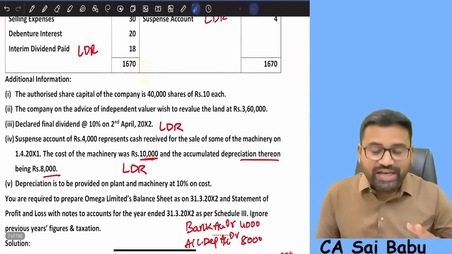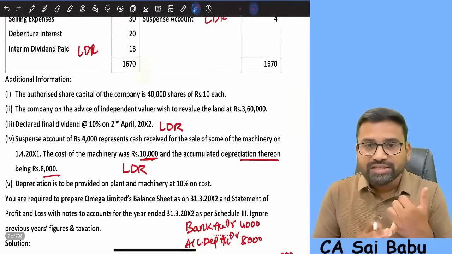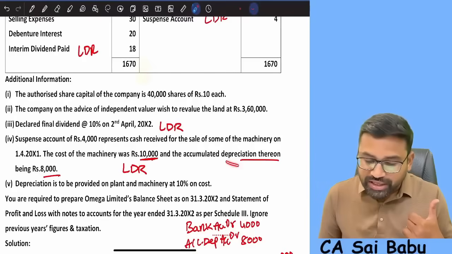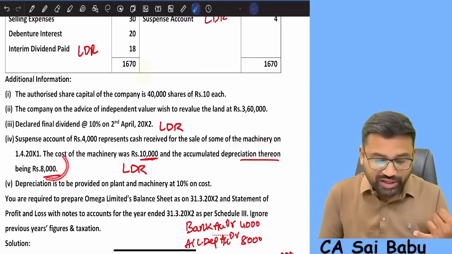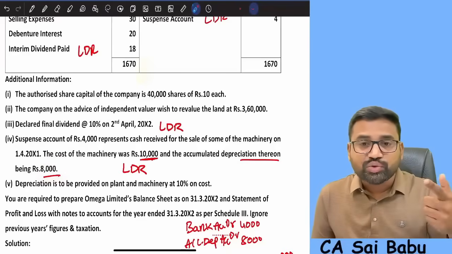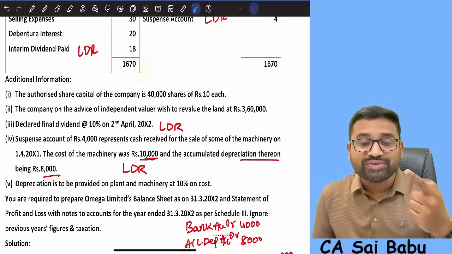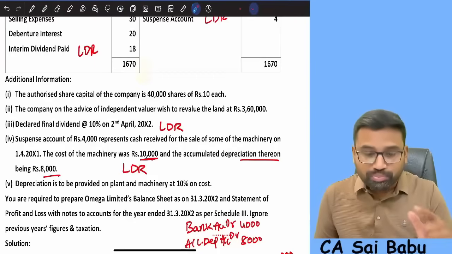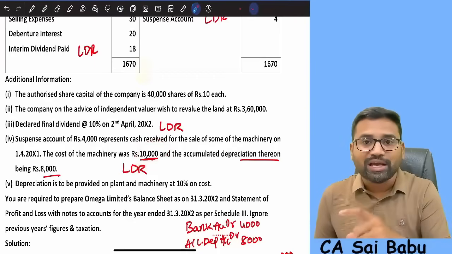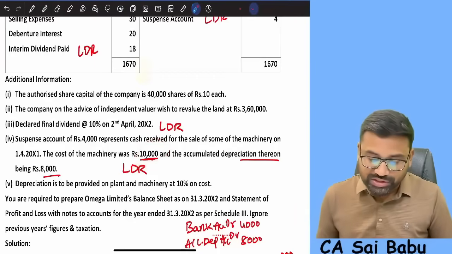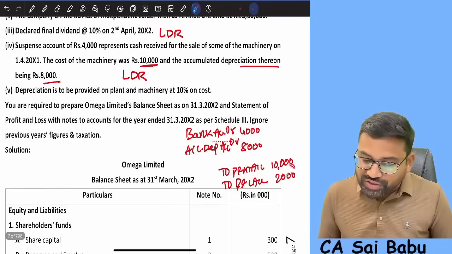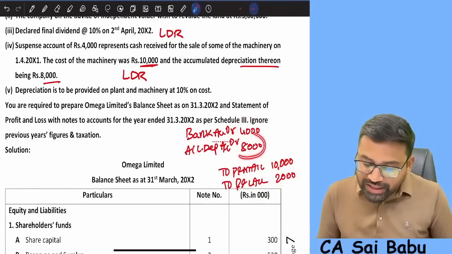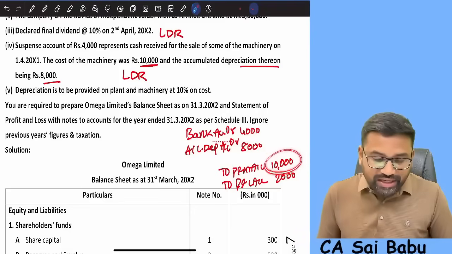Now, in this case, what is the entry the company will write? Cash or bank account debit 4,000, accumulated depreciation or provision for depreciation account 8,000. Because whenever an asset is sold, sir, the corresponding depreciation against it is also cancelled. So, provision for depreciation account debit 8,000, to plant and machinery 10,000, to P&L account, that is profit on sale of machinery 2,000. So here the profit is 2,000 which will be transferred to P&L account. Bank account 4,000, accumulated depreciation cancelled 8,000, plant and machinery 10,000.